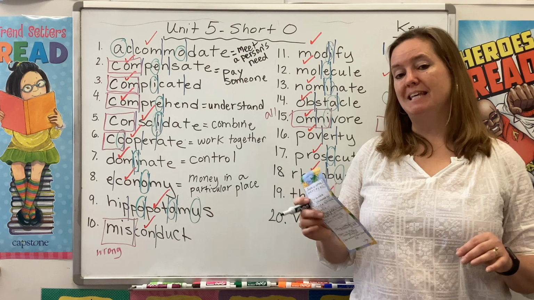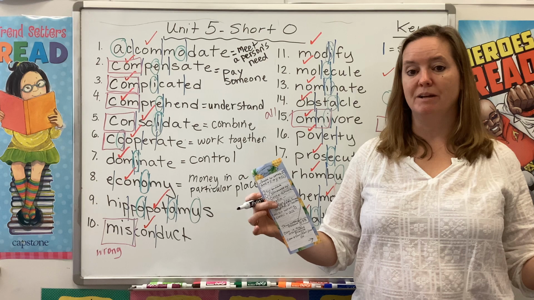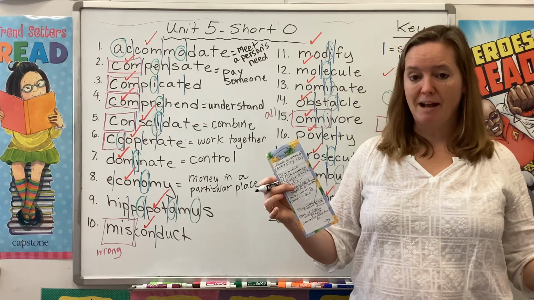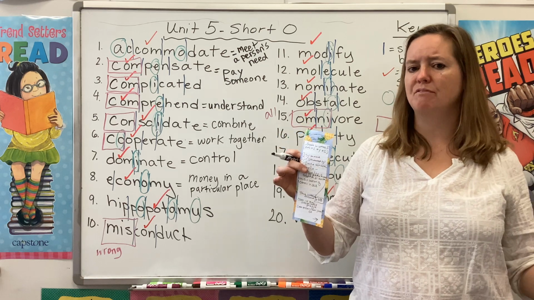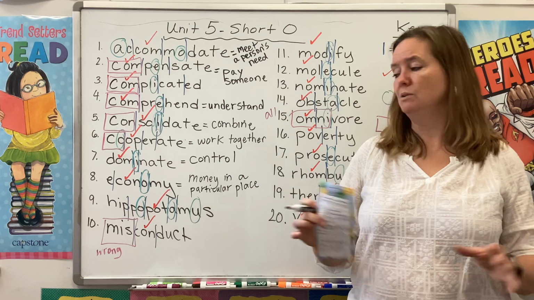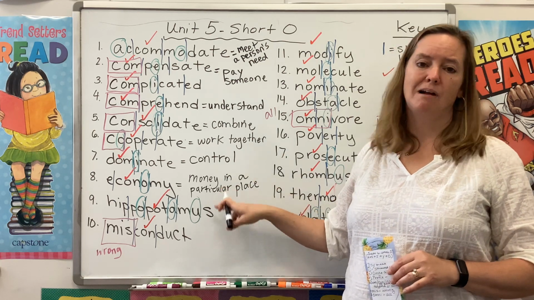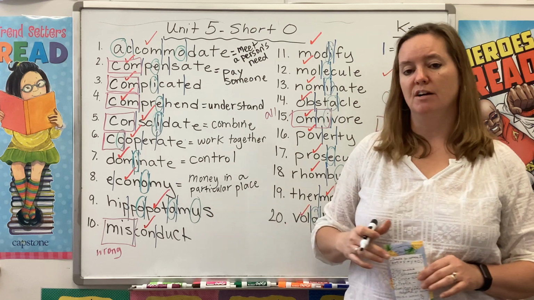So we can talk about the economy of a particular town or the economy of the whole country, right? During the Great Depression, the economy of the country was horrible. There were so many people out of jobs. The stock market had crashed. People couldn't pay their loans. So we had big problems with the economy, big problems with money in our country.